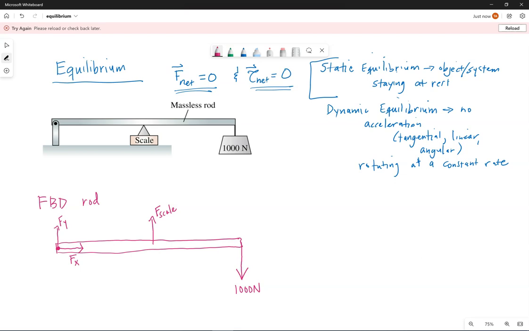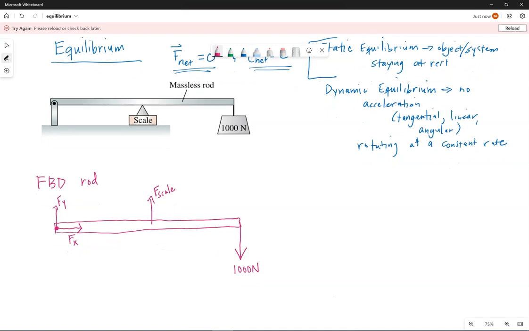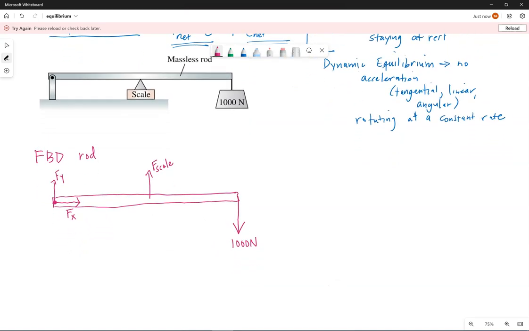So setting up our equations. For example, in this quiz question, we were asked to find the force that the scale was applying. Now, we have to say that the net force in the X direction has to be 0. The net force in the Y direction has to be 0. Technically, the net force in the Z direction needs to be 0 as well, but we're not working three-dimensionally here. We know the net torque around any axis must be 0.